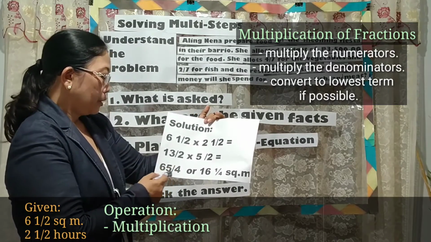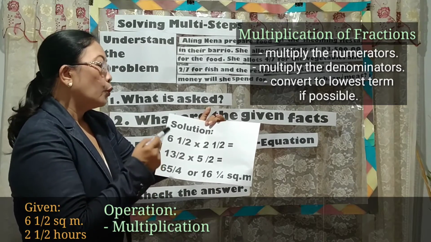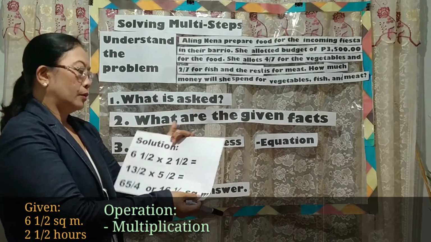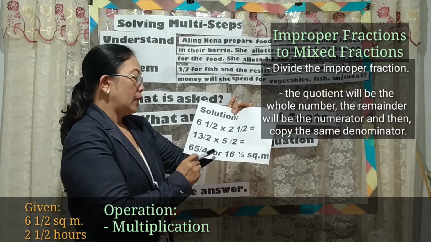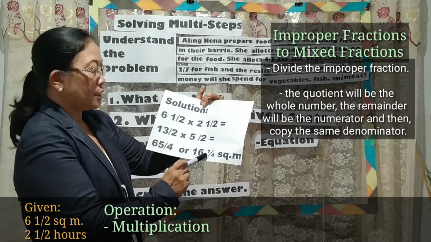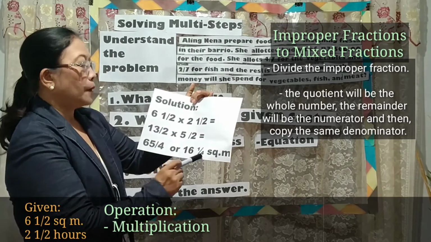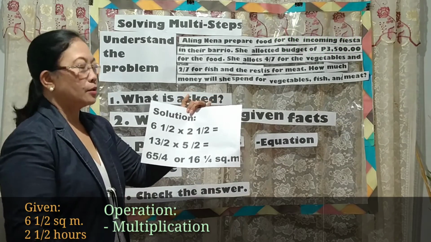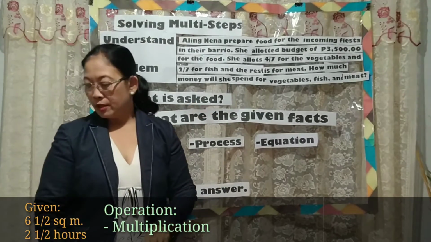So look at your answer. It is an improper fraction. So we can change it to lowest term or to a mixed number. So we have to reduce. How? 65 divided by 4 gives you an answer of 16 and the remainder is 1. So this 1 serves as your numerator and you copy the same denominator. So this will give you a final answer of 16 and 1/4 square meters.